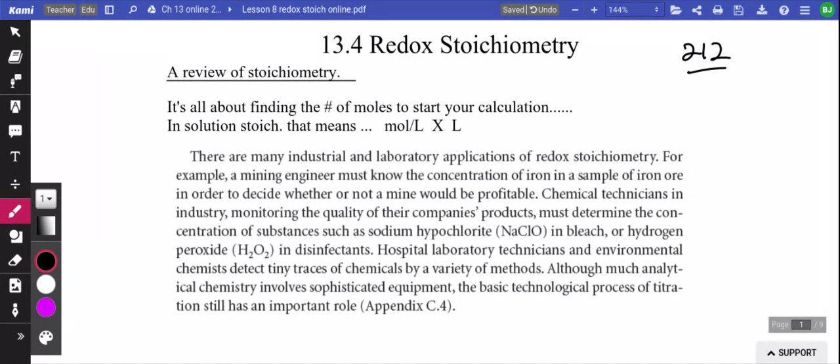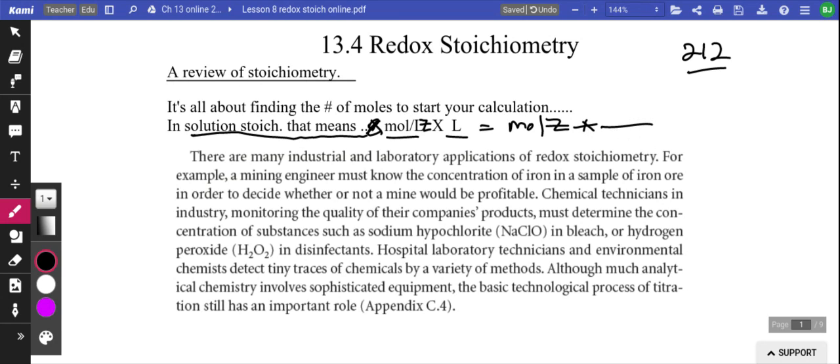So just a reminder, we're doing solution stoichiometry, and in solution stoich, you are always starting with the moles per liter times the liters, which is going to give you the moles of one of the two chemicals. So let's call it chemical Z. Moles per liter of chemical Z times liters. So you're going to get the moles of Z.